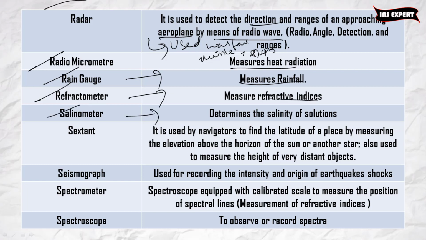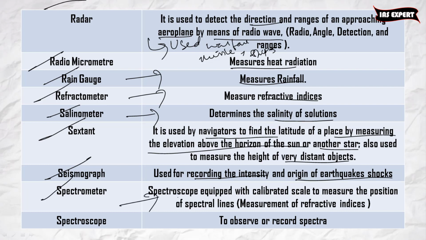Selenometer, the instrument which is used to determine the salinity of solution. Sextant, it is used by navigators to find the latitude of place by measuring the elevation above the horizon of sun or another star. Also used to measure the height of very distant objects. Seismograph, the instrument which is used for recording the intensity and origin of earthquake shocks.